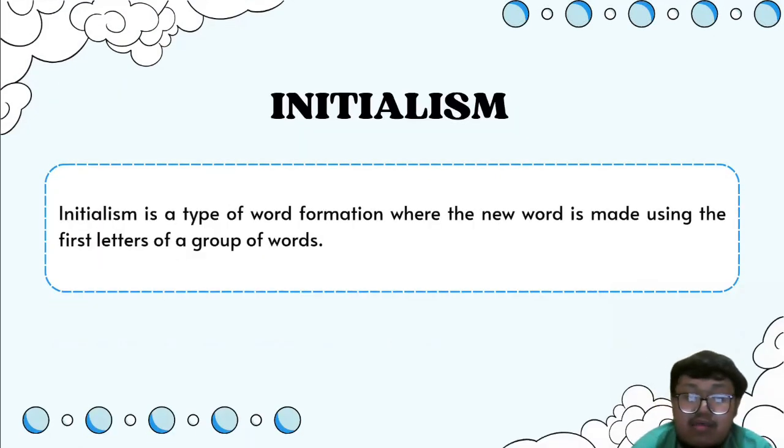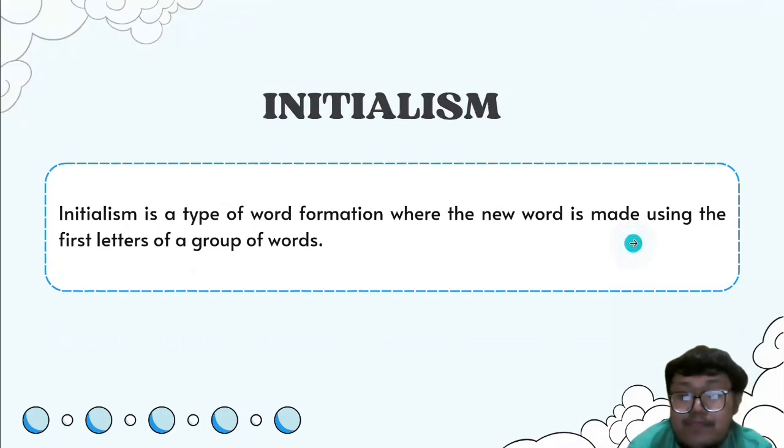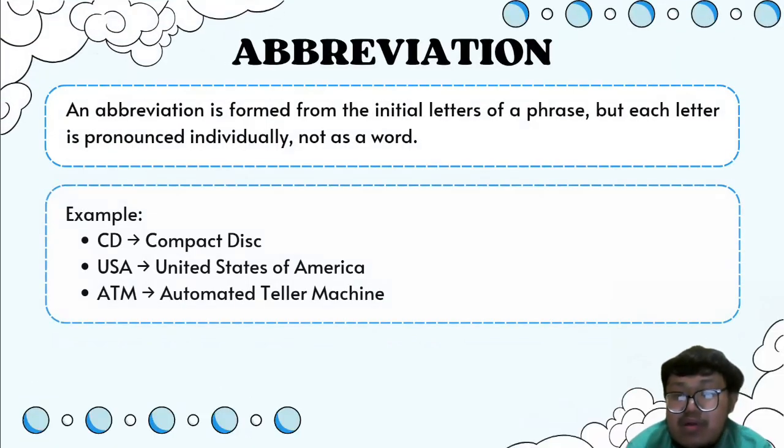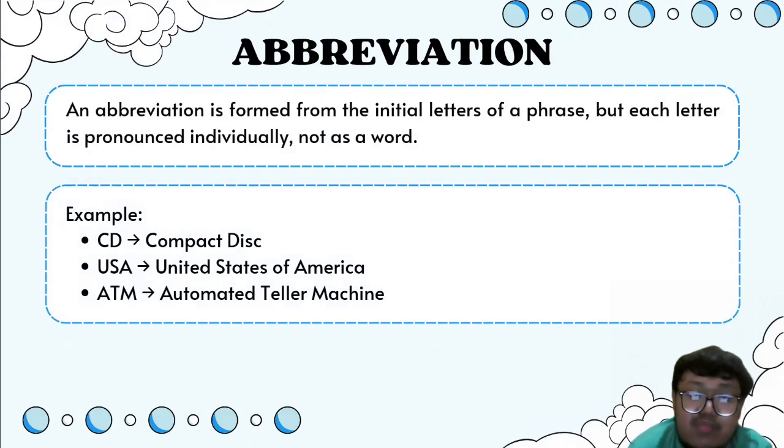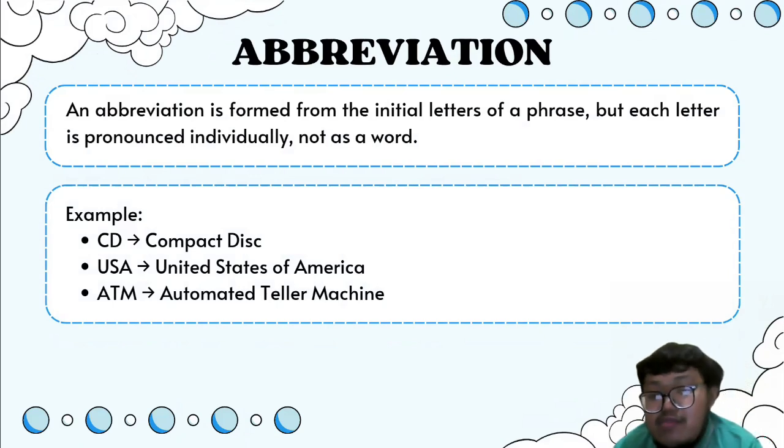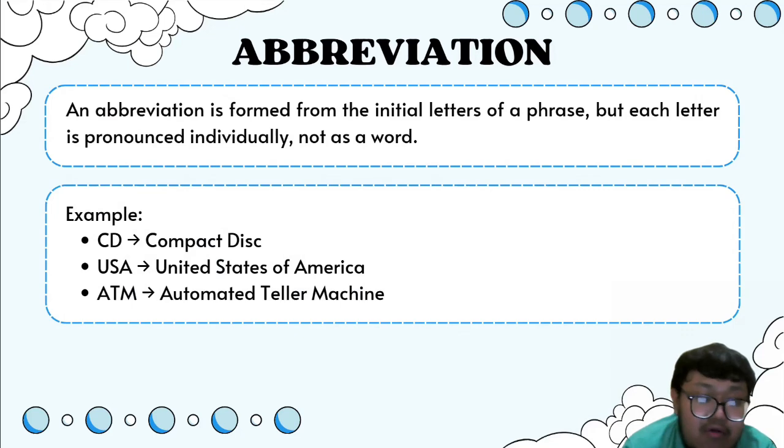Next, we have initialism. Initialism is a type of word formation where the new word is made using the first letter of a group of words. There are two types of initialism. The first one is abbreviation. Abbreviation is formed from the initial letter of a phrase, but each letter is pronounced individually and not as a word. For example, CD, which stands for compact disc, is read as C-D. USA, which stands for United States of America, is read U-S-A. ATM, which stands for automated teller machine, is read as A-T-M.